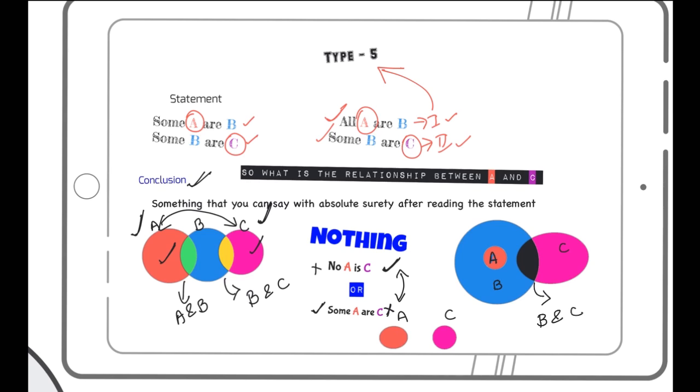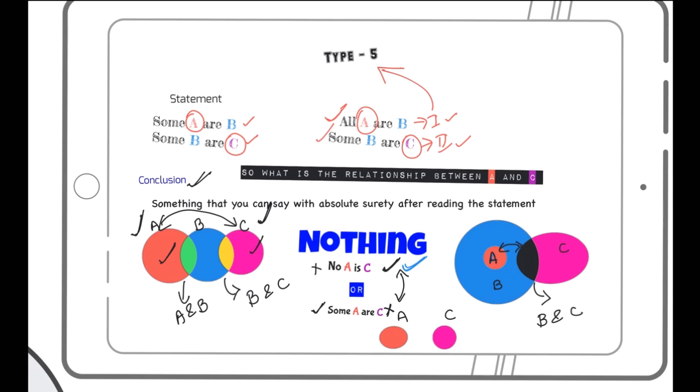Now again, what can you say about A and C? If you can see it here, A and C are two separate entities. What is the relationship between them? Nothing. I don't know anything about A and C. So what will happen? Either they will remain separate, which means what? If they remain separate, what will I say? No A is C. Or they can overlap over each other, like this. That's what the relationship could possibly be here.